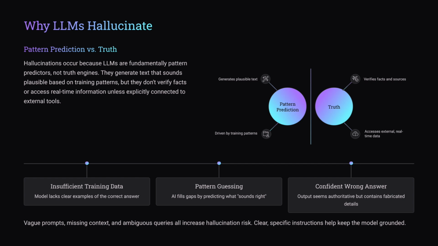This is the one everyone talks about. AI doesn't know things, it predicts what should come next. When the pattern isn't clear, it guesses. Sometimes that guess is excellent. Sometimes it's confidently wrong. And because the model sounds fluent, the mistake feels believable. This is why checking important answers is non-negotiable.